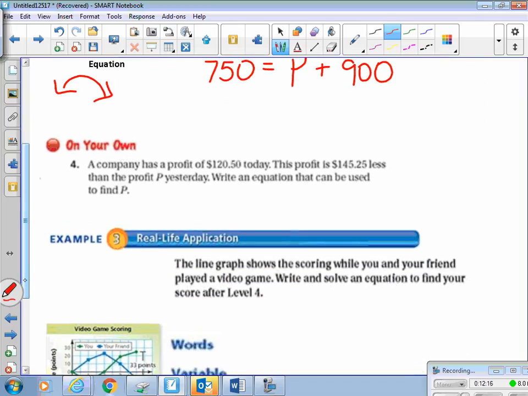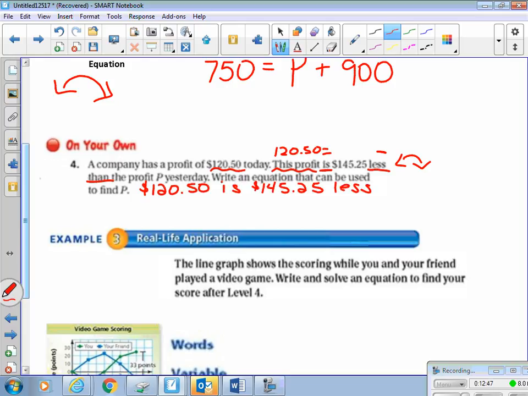So I'm going to go through and I'm going to think about some keywords that I see. Is, I see. And less than means to subtract, but we're also going to remember we want to switch the order. So when we say this profit here, we're talking about the 120.50. So if we want to think about it in terms of words, we've got $120.50 is $145.25 less than P, the profit yesterday, so less than P.